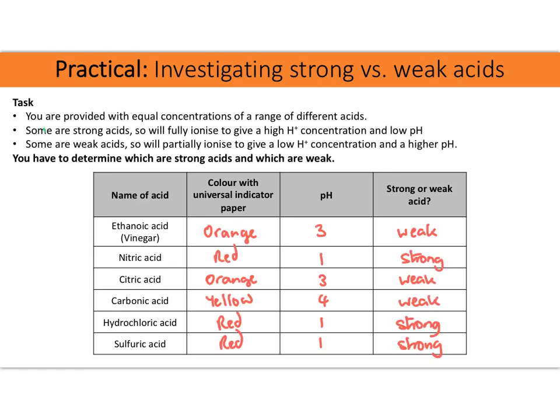Okay, so these are the results. Ethanoic acid, you get something like an orange colour, a pH of about 3, possibly 4. It's a weak acid. Nitric, red, pH 1, strong acid. Citric acid, something like 3, weak acid. Carbonic acid is even weaker than citric and ethanoic acid. It would probably give a yellowish colour, pH 4 to 5. And then hydrochloric acid and sulfuric acid, both of which are strong acids. So maybe just pause and take those results down.